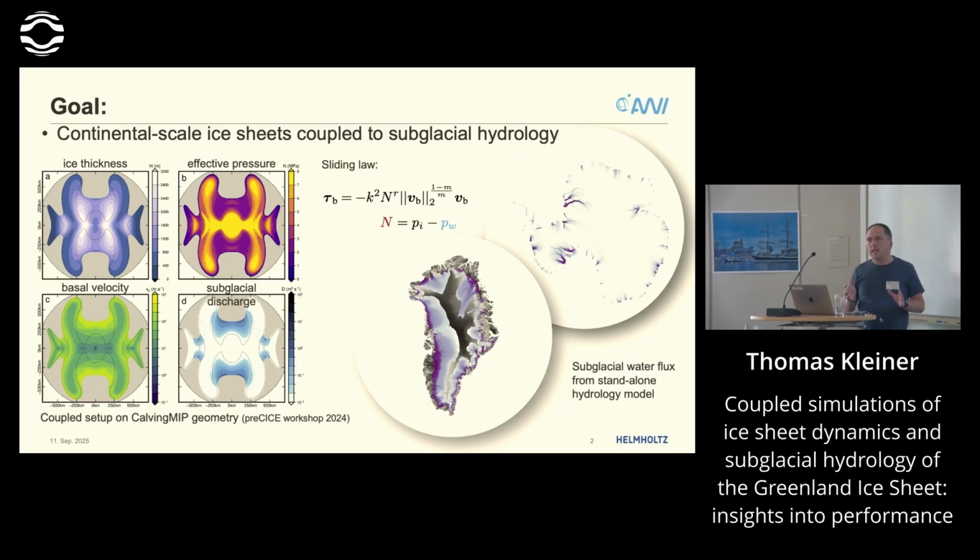That basically means at the end of the summer, when we have the most water available at the base, the glacier slows down again, although more water is available. And we need to incorporate those feedbacks into the ice sheet models to get the seasonality correct. That's not yet implemented in most of the ice sheet models.